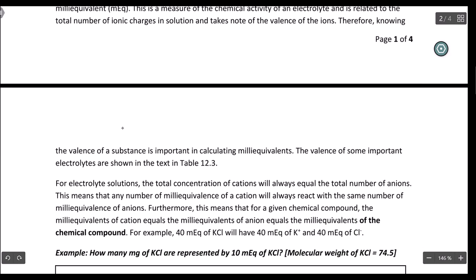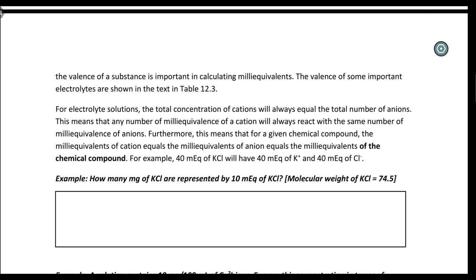You can see the chart in the textbook to do it. It's important for us to know some basic ones. The rest we can always look up. So for electrolyte solutions, if we know the total number of cations in solution, as we've seen before, it will equal the total number of anions. This means that the milli-equivalents of cations will always equal the milli-equivalents of the anions. Even further, it'll tell us the milli-equivalents of the compound.